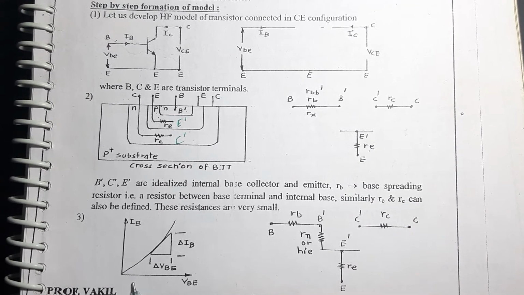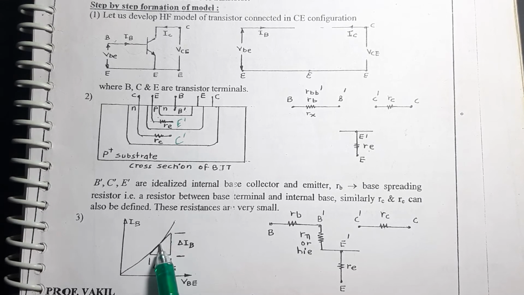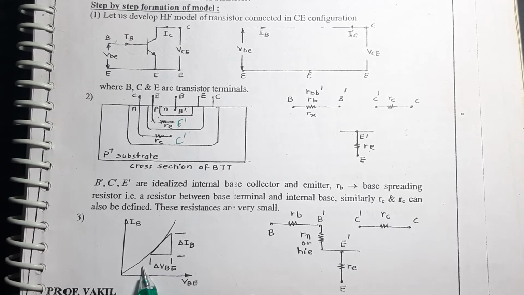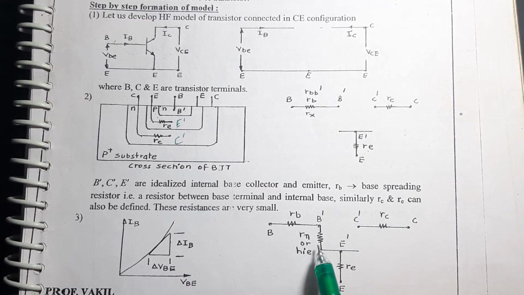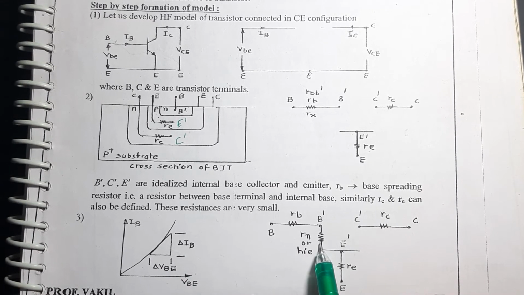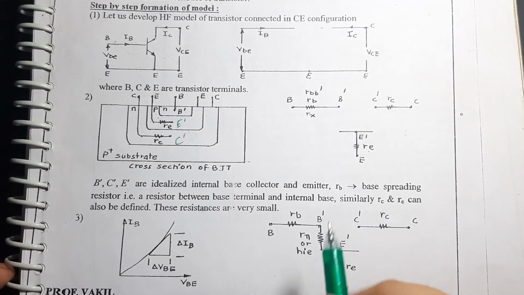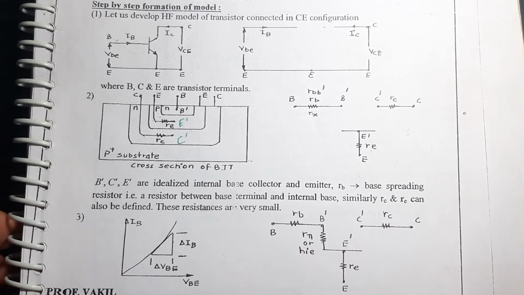Now over here, as you can see, this is nothing but the forward characteristic of a diode. If you take a tangent at a certain point, then you get the slope over here. The inverse of the slope of the input characteristic gives you the input resistance. Since we have already studied the input characteristic, this is known as R pi, or HIE, the value of which is in the range of certain kilo ohms.